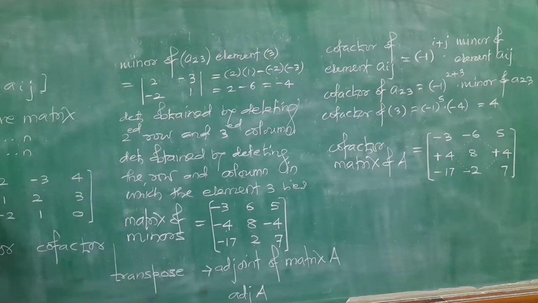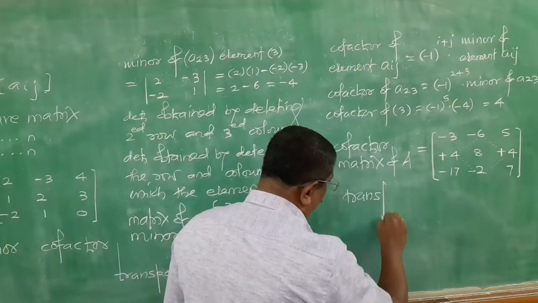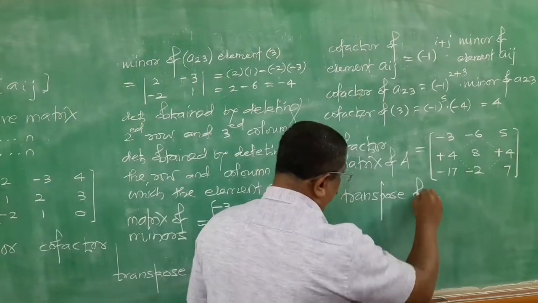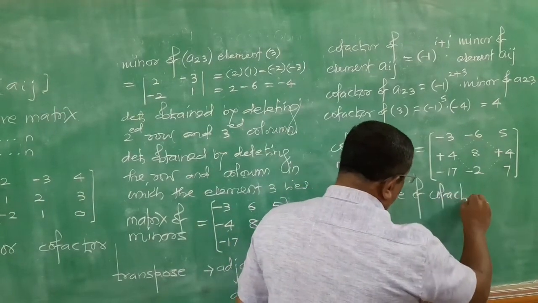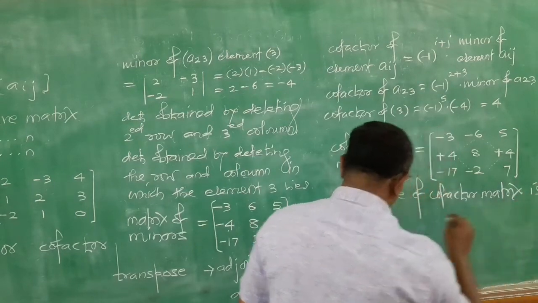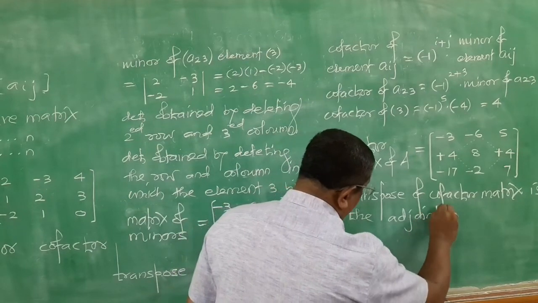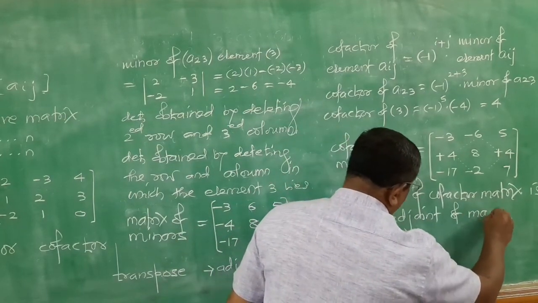Look at that given matrix A. We have got the minor of matrix. We have also obtained the cofactor of a matrix. Just it remains to write down transpose of a matrix. You will get the adjoint of a matrix. Let me write down the final: transpose of cofactor matrix is the adjoint of matrix.